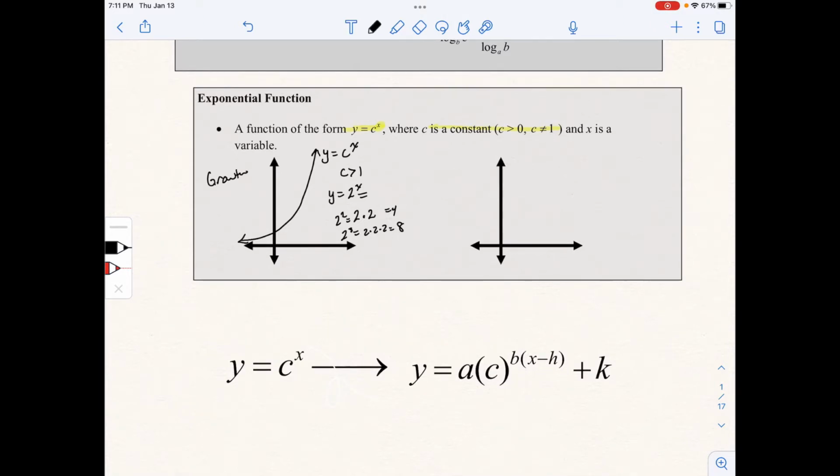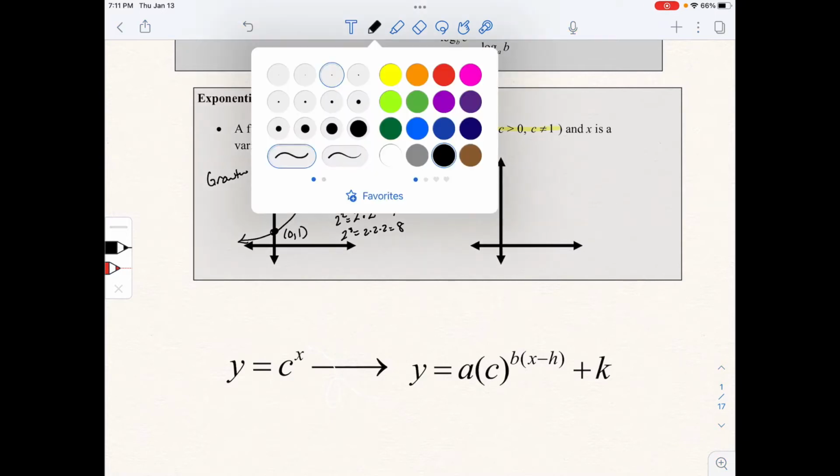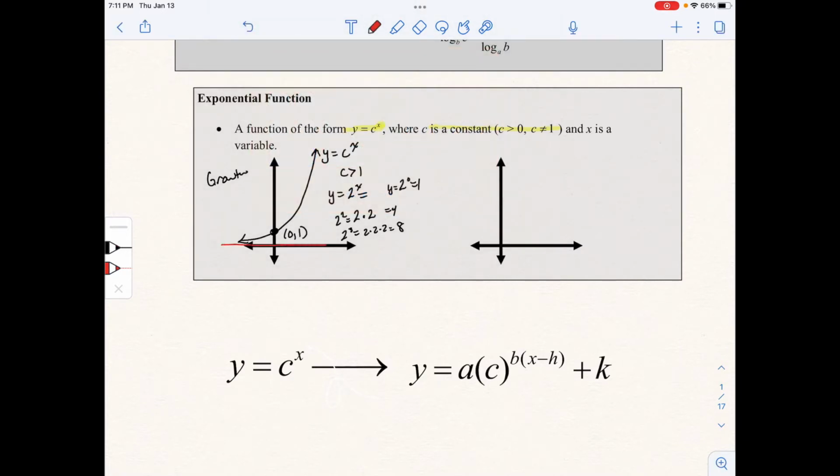And our y-intercept there is (0, 1), because when x is 0, 2 to the power of 0, anything to the power of 0, is equal to 1. So there's our y-intercept, and of course we have a horizontal asymptote right here on the x-axis, which is the equation y equals 0.